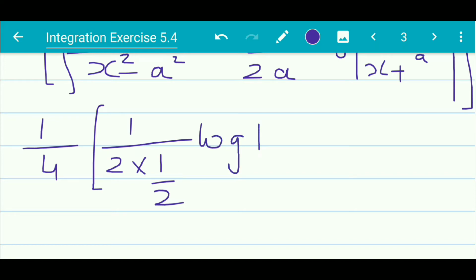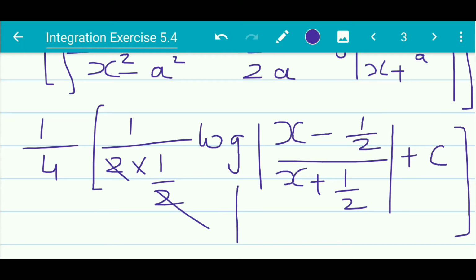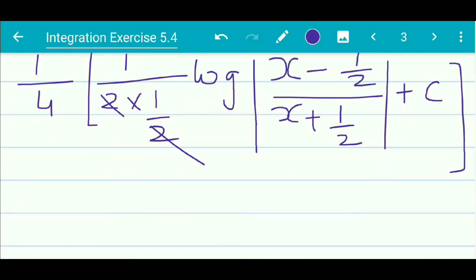log mod of x minus a. Our a term is 1 upon 2, so x minus 1 upon 2 upon x plus a, that is x plus 1 upon 2, plus c. Okay. Now further what happens is the 2 gets cancelled over here, and also in the log mod sign, we multiply by 2 and equalize the denominators over here.